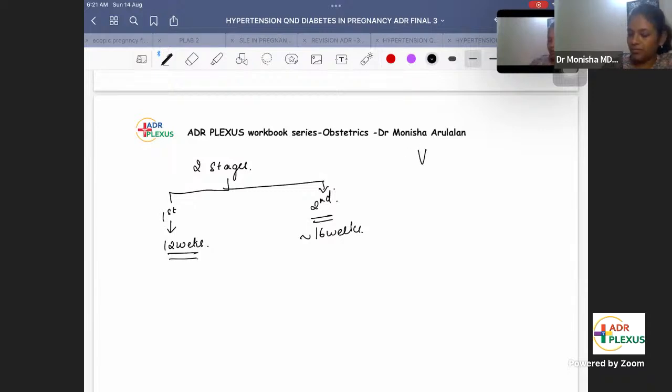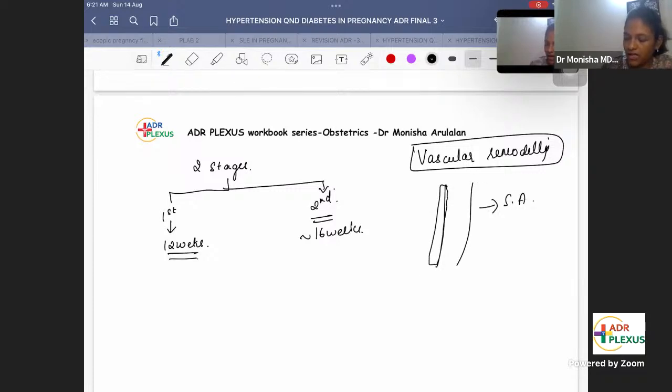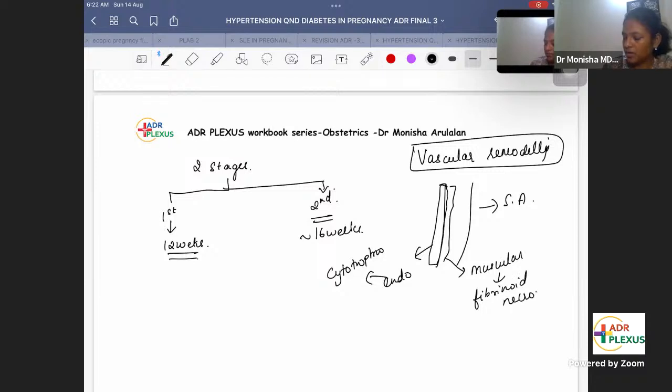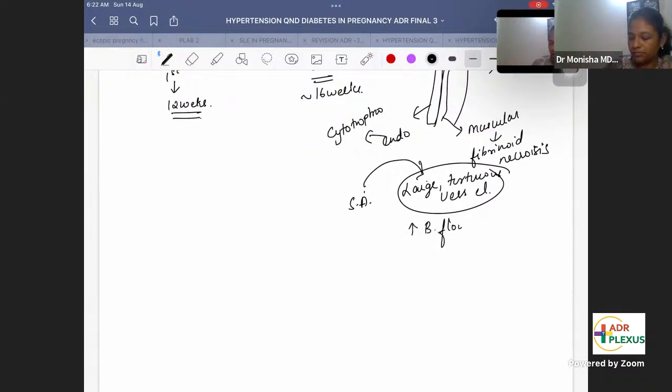So what is happening here? This is called vascular remodeling. When I say vascular remodeling, what happens? The vascular layer, so the spiral arterioles, the outside endothelial layer is replaced by the cytotrophoblast. And the inside muscular layer undergoes fibrinoid necrosis. So this whole process converts the spiral arterioles into a large tortuous vessel. Thereby, when it becomes large and tortuous, there is increased blood flow to the baby and a decrease in the resistance to the blood flow.